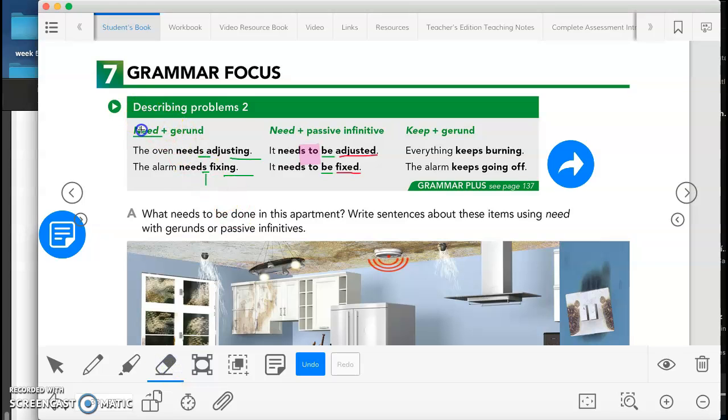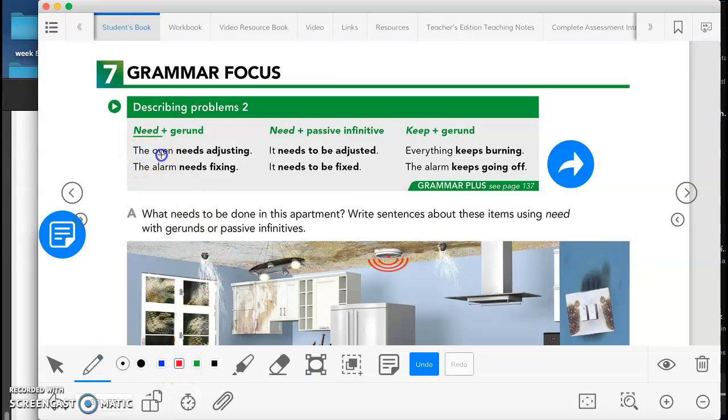Okay, so again, we have the second part, describing problems too. In here we said that we can describe problems using gerunds or the passive infinitive. To use the gerund, if it's for a singular noun, as you can see in here, we are going to be using the third person singular, so we'll be saying needs. The oven needs adjusting, and then I have my gerund. Or the alarm, as you can see, and then we use the third person singular.